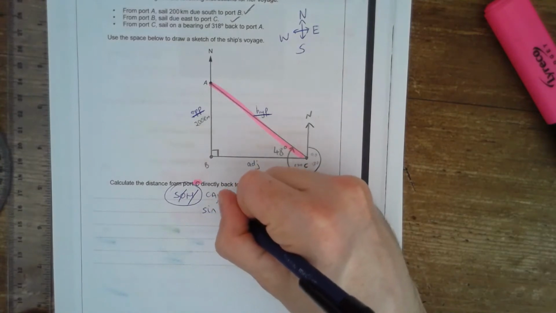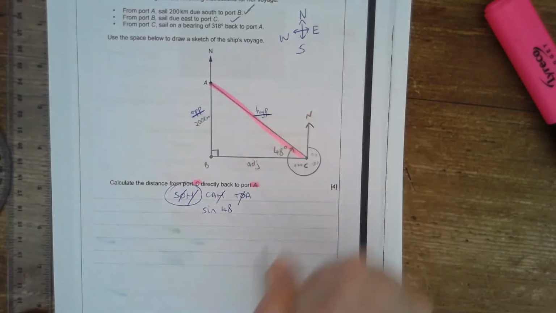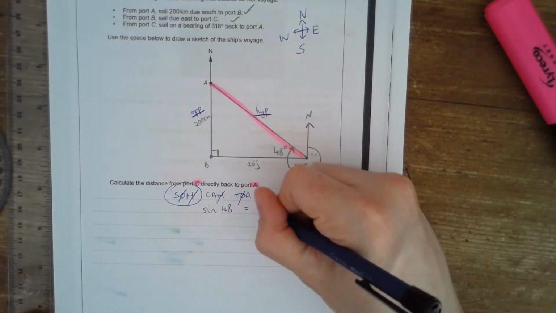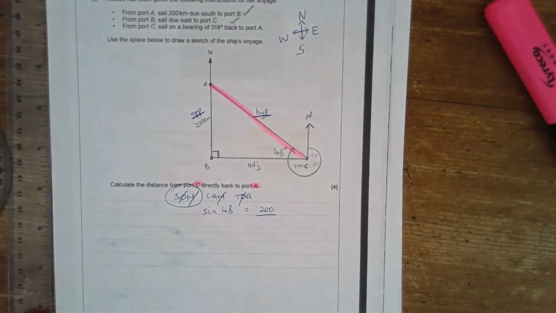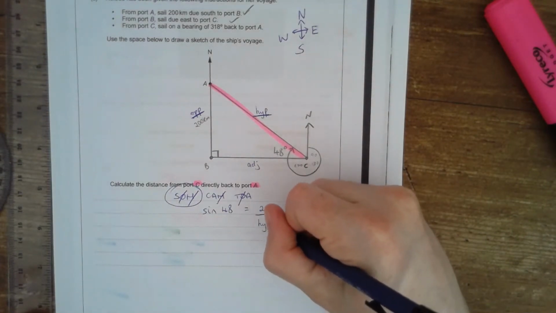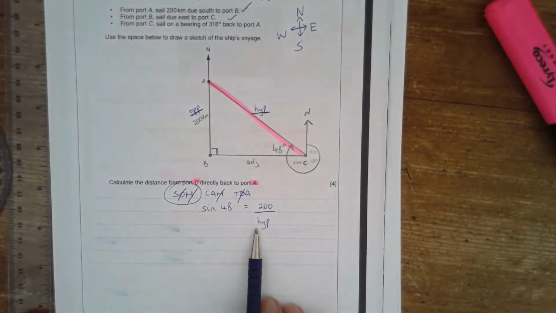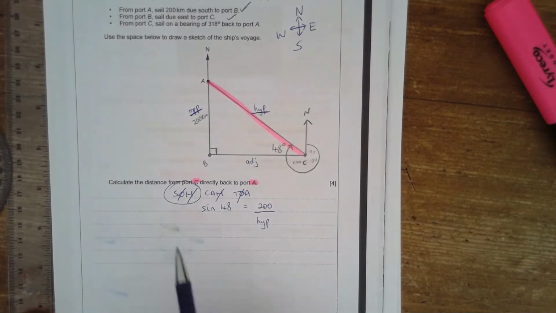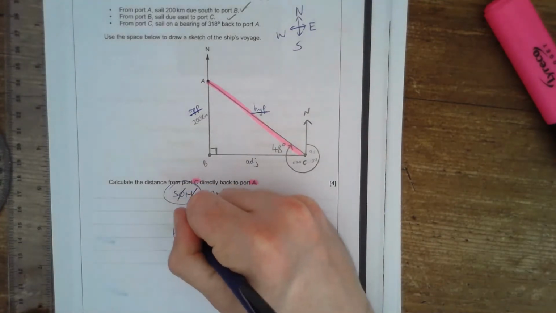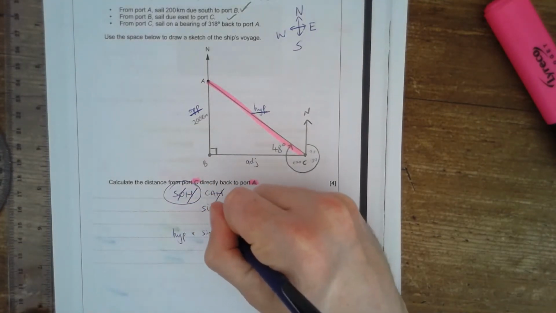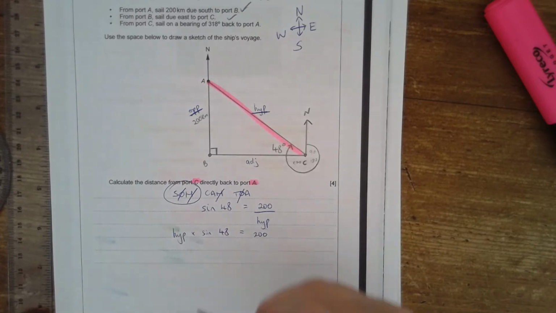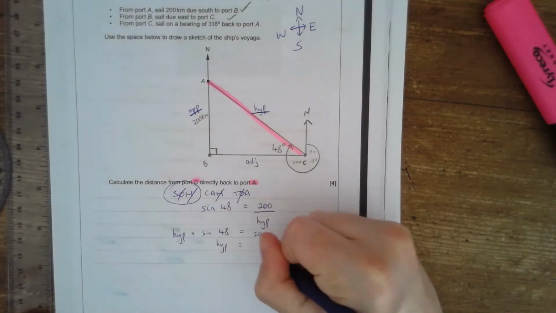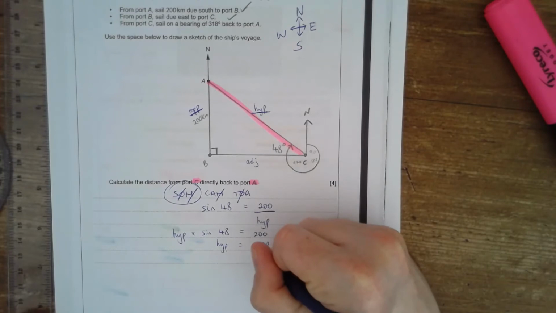Sine angle, so sine 48, just the angle inside the right angle triangle, is equal to the opposite side, so 200 kilometres, or just 200 for now, I'll worry about the kilometres at the end, divided by the hypotenuse. Now I want to get that hypotenuse by itself, so I'm going to take it to the other side where it's going to times the sine 48. That's equal to 200, and then to get the hypotenuse by itself, I'm going to get rid of times sine 48, and take it to the other side where it is going to divide by sine 48.